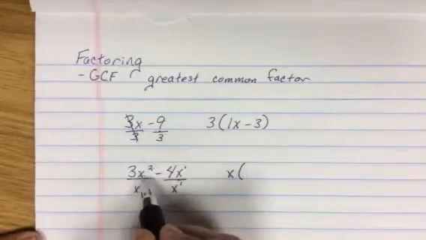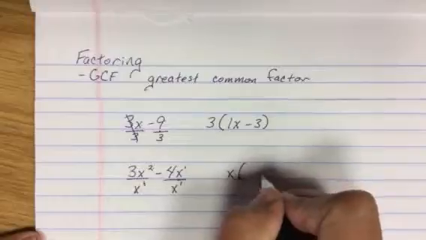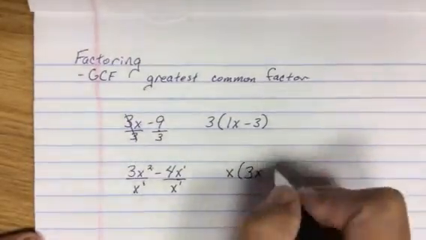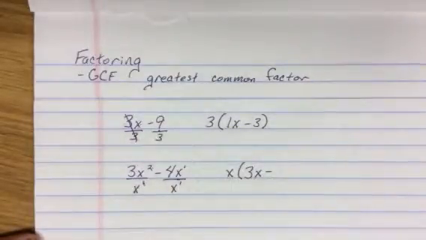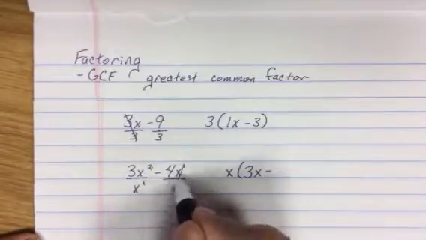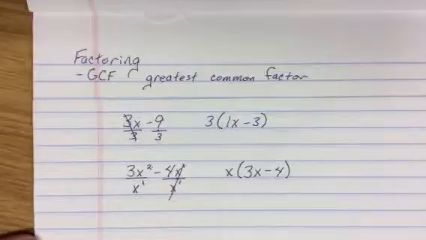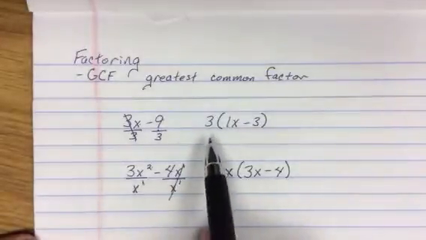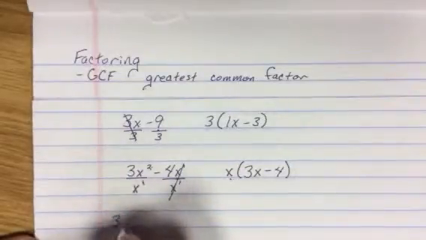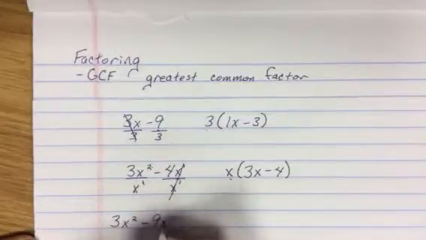So 3x squared divided by x to the first, that means 2 minus 1 leaves me 1. So it leaves me 3x to the first power. Sign comes over. 4x divided by x, these guys are going to cancel, leaving me just 4. So a GCF can be a number, a letter, or both.